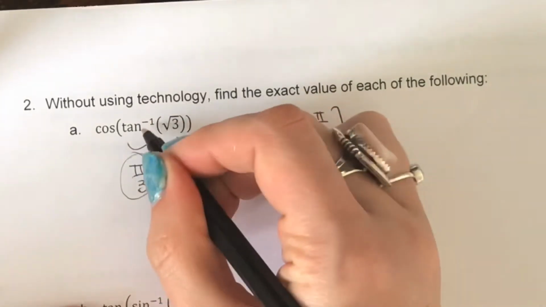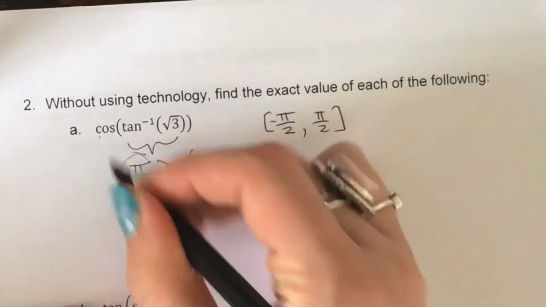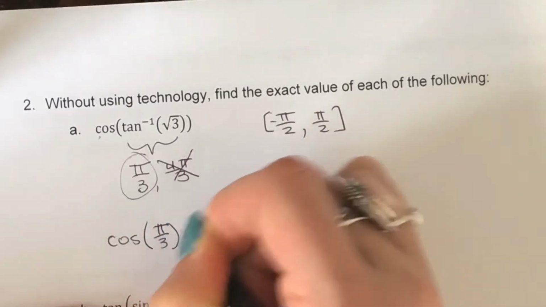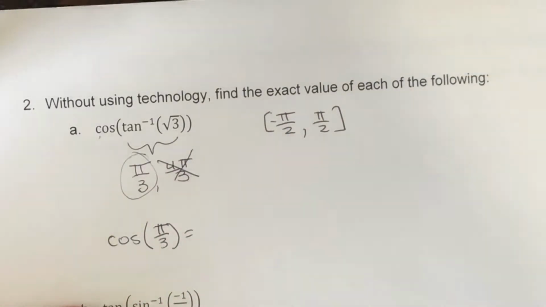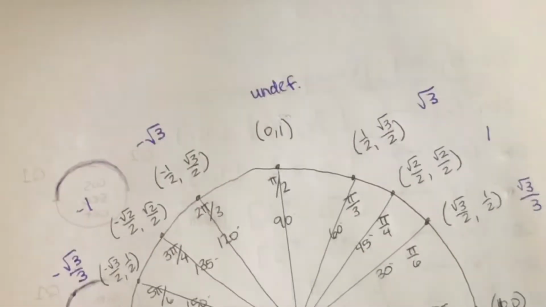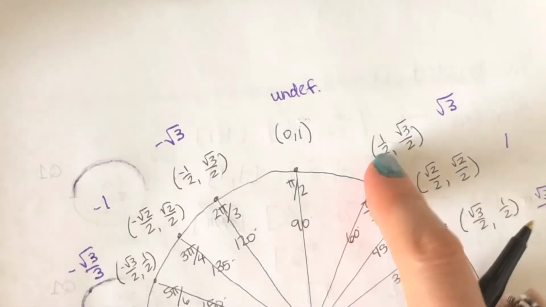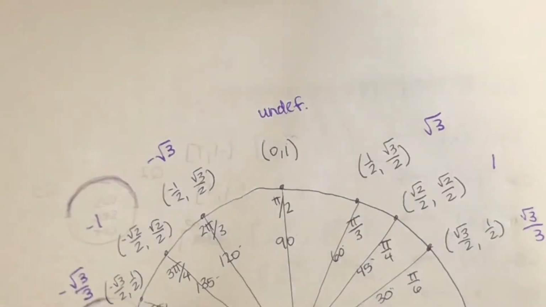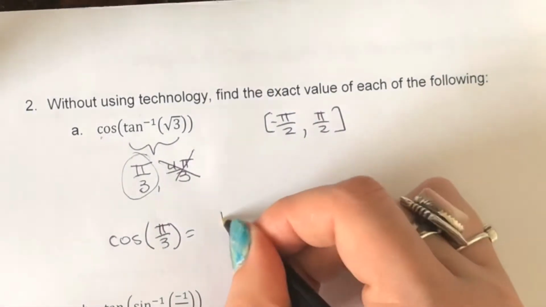So there's the inside. Now I want to know the outside. So now we're saying, well, what's cosine of pi thirds? And so that will just be a regular unit circle problem. We're just going to find pi thirds and see what the cosine is, and that's the first number in the ordered pair, so 1/2. And that would be your answer.